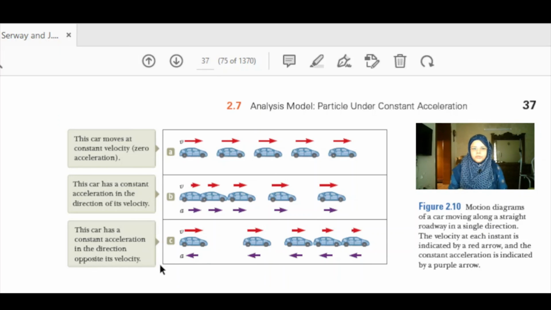In figure 2.10c, the velocity vector and the acceleration vector are in opposite directions. In this case, the acceleration vector is constant and the velocity vector keeps on decreasing. This is equivalent to the situation when the brakes are applied and the car eventually comes to a stop.